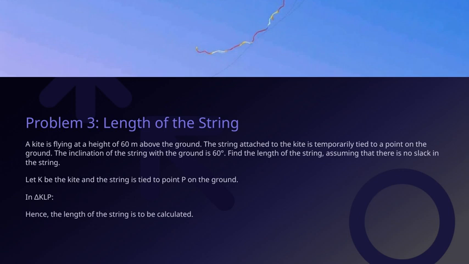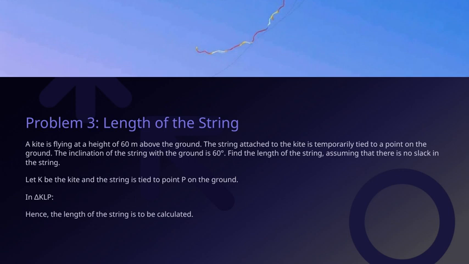To visualize this, let's consider the triangle formed by the kite, the point on the ground where the string is tied, and the point directly beneath the kite on the ground. This forms a right triangle, which we call delta KLP. In this scenario, K represents the kite, and P is the point on the ground where the string is tied. We need to find the length of the string, which is the hypotenuse of this triangle.